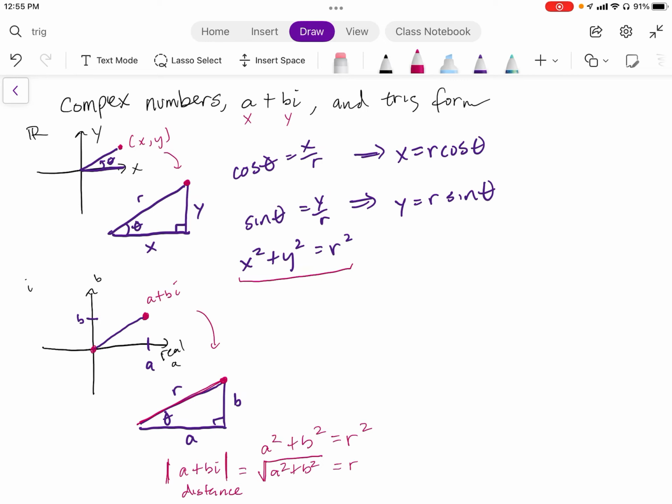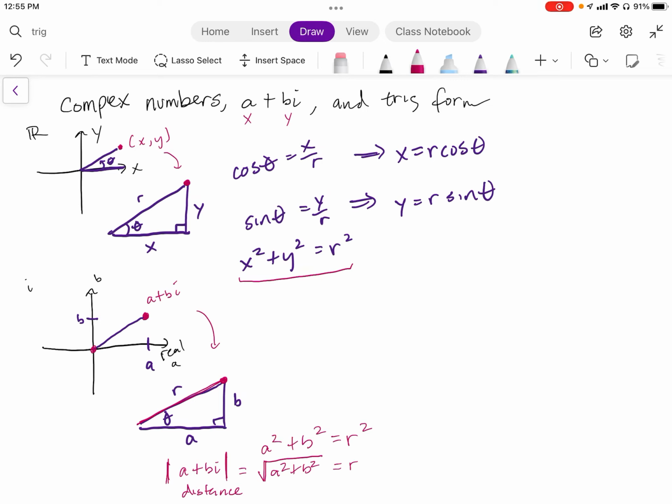Furthermore, we begin to use this trig notation when we begin polar form. Okay, so one way of graphing is this complex plane, but then we also have a way of graphing these trig numbers in polar form. So what does that mean?